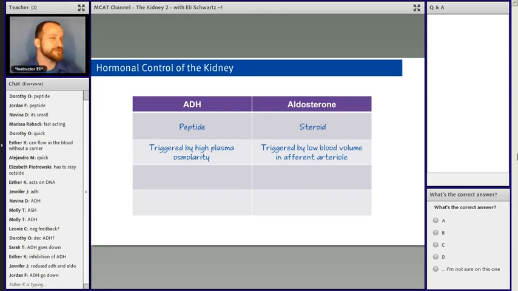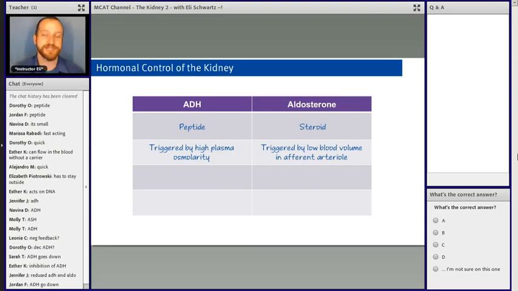I wanted to ask that as a trick question because the MCAT sometimes, even on a passage all about ADH and aldosterone and caffeine and all sorts of stuff, they might throw something at you like that, which actually is the exact opposite of a salt intake or a low blood volume question.